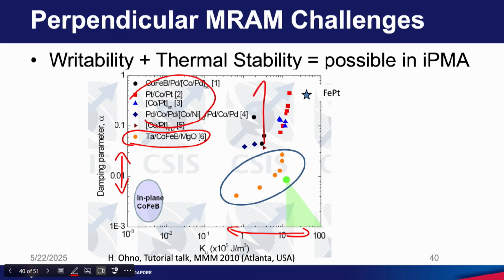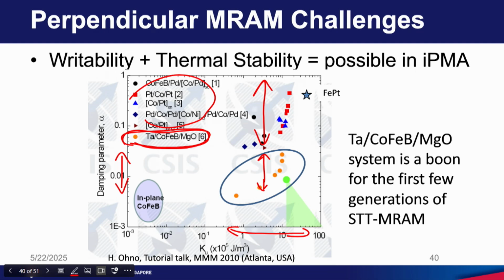So from here, now we have come to this region. So lower values of damping constant, but reasonably high values of anisotropy constant. They were achieved in this tantalum, cobalt iron boron, magnesium oxide system. So we can say that this is a boon for the first few generations of STT MRAM. Okay. So once this material was published, there was a lot of interest.